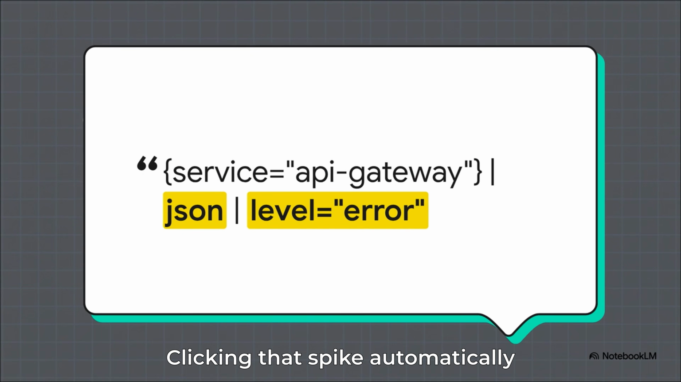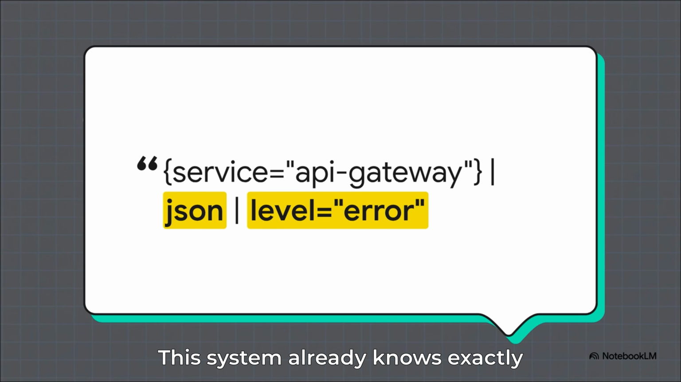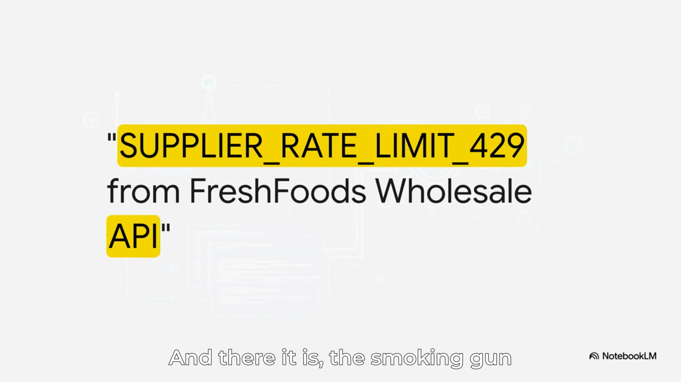Clicking that spike automatically carries all our context over and executes this specific LogQL query. It instantly cross-references the exact moment of failure. Zero typing required. This system already knows exactly what service is failing and at what exact millisecond the metrics went totally crazy. And there it is, the smoking gun, right there in the Loki logs.